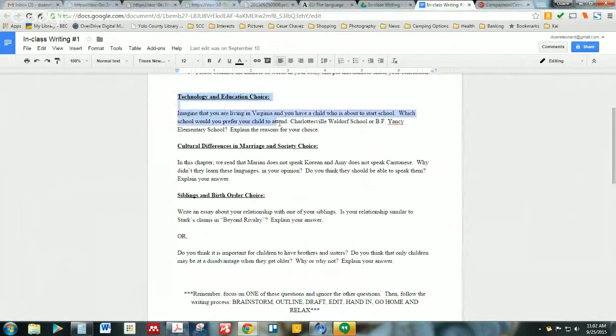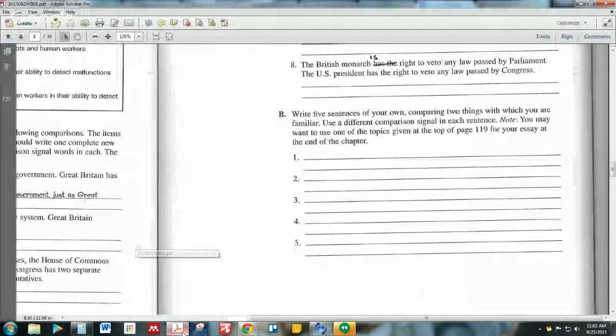Okay, if you're doing technology and education choice or siblings and birth order choice questions, you can use comparison contrast style here. One thing that I want to make clear too is even if you have a section or two of comparison contrast, it doesn't mean that your whole essay has to be comparison contrast. So while this will be very useful, it doesn't have to be your entire essay. It could be, but it doesn't have to be. I want to encourage that flexibility and creativity. But here's a chance where you can write 5 sentences using these comparison signal words for your essay.